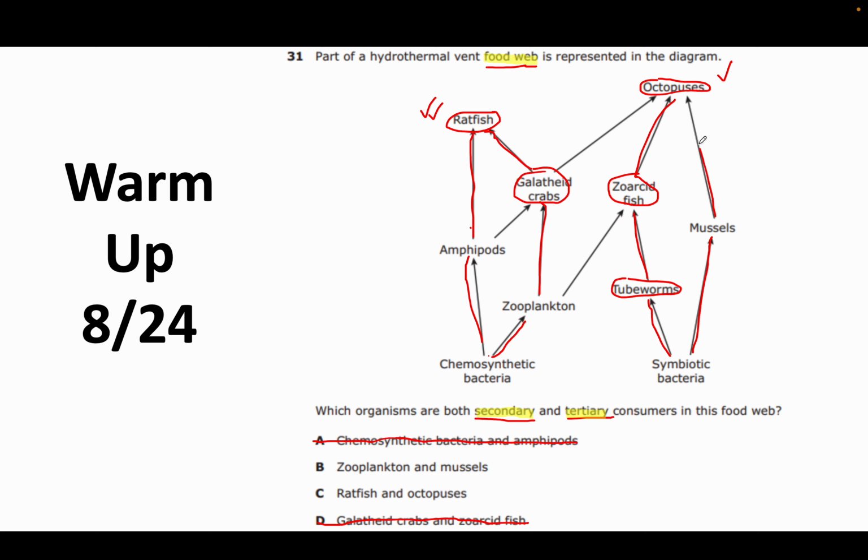2 checks. So that is what I'm expecting you to be able to do on the STAR test, and that is how we get the correct answer, which is C. Make sure you justify your answer. A good justification is both of these organisms act as secondary and tertiary consumers in this food web. When you're done, you're going to go ahead and fold that up and put it inside of the envelope in the back of your journals, and we'll move on.